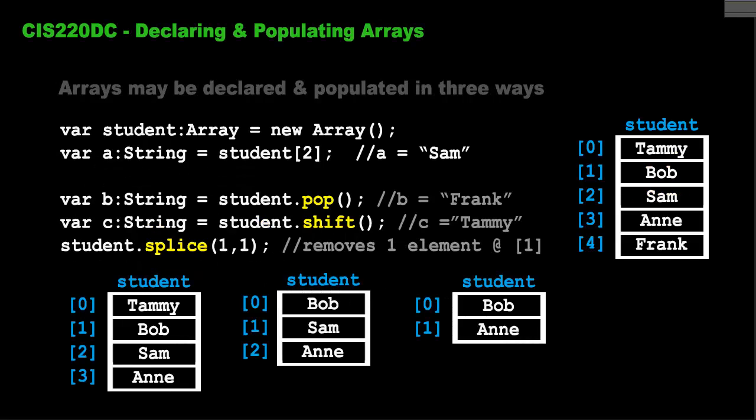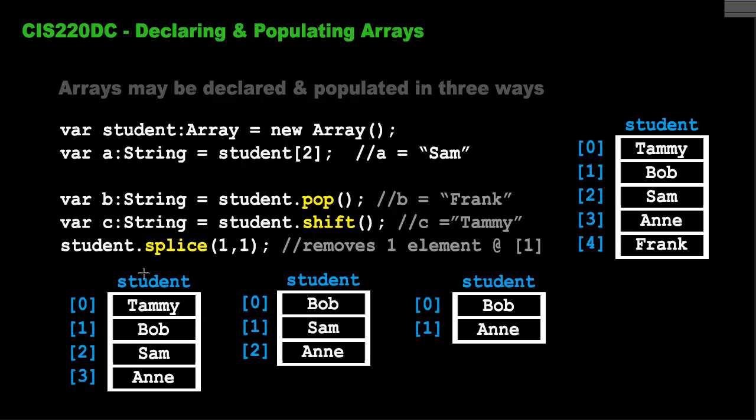I can also retrieve items out of an array in various ways. So we've already seen that we can reference an item using the name of the array and the element number. So in this case, I can assign variable A the string value of whatever's in student 2, which in this case would be Sam. There's also a pop method, which is sort of the opposite of the push method, in that it pulls the last item out of the array. So when I use the pop command, I'm going to take whatever this last item is, which is Frank, and assign it to the variable B. And in doing that, it's going to remove Frank out of the array.